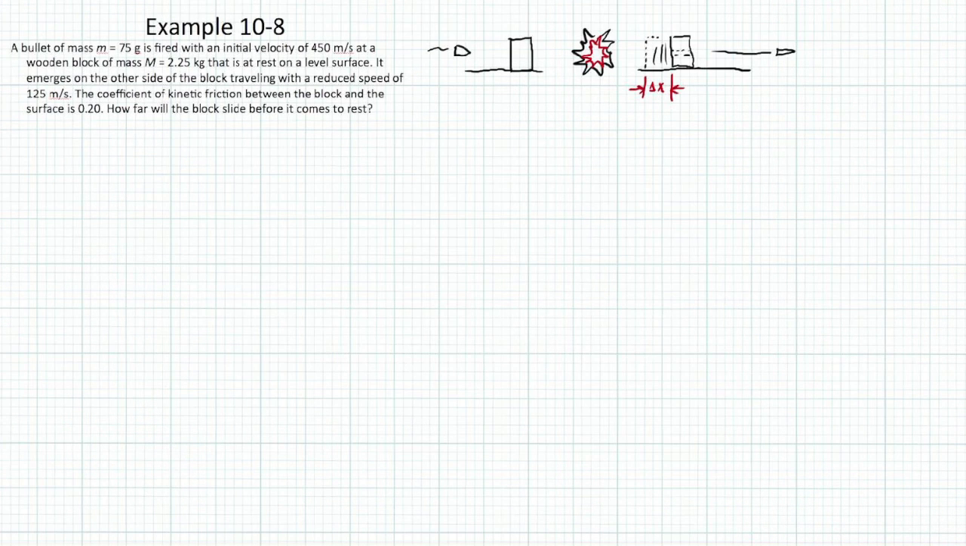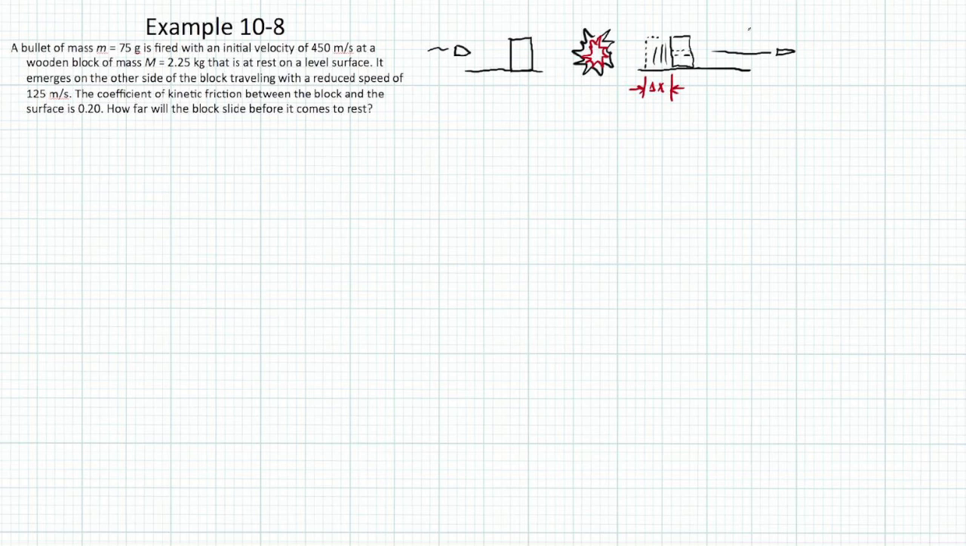Hey everyone, welcome back. This is example 10.8, and we are still dealing with ballistics and bullets being fired at wooden blocks and everything. And we're still in the part of the chapter where we're dealing with inelastic collisions. Here we don't have a bullet being embedded in a block.